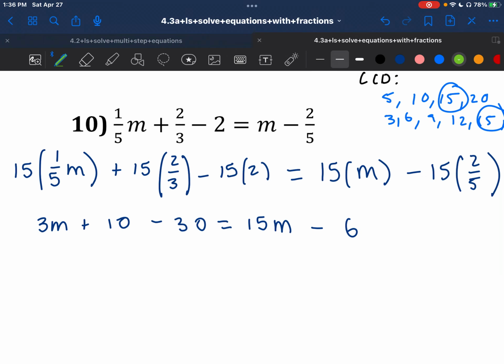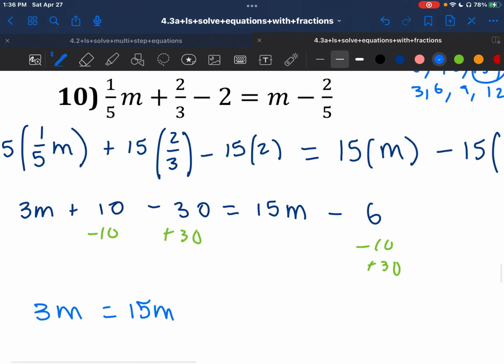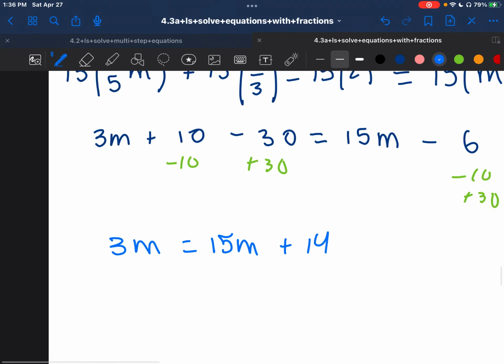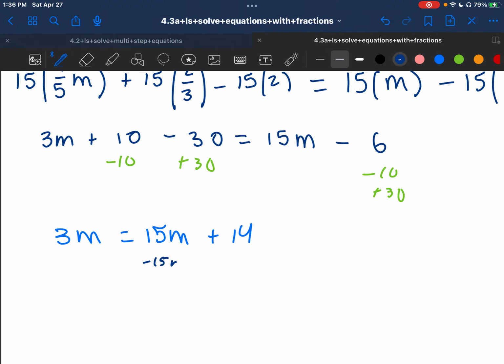Now let's just solve this like normal. So we can do minus 10 plus 30 on both sides. Let's see what we get. 3m equals 15m. Negative 6 minus 10 is going to be negative 16. And negative 16 plus 30 is going to be 14. Goodness, the mental math is kicking in. Then we can minus 15m. It'll be negative 12m equals 14.